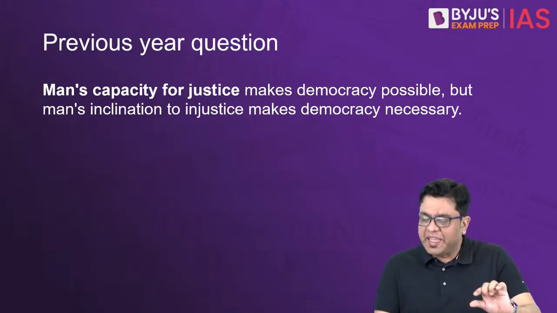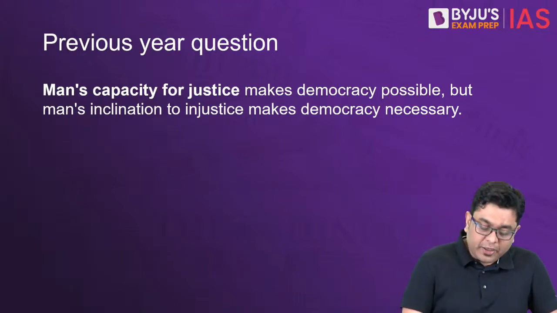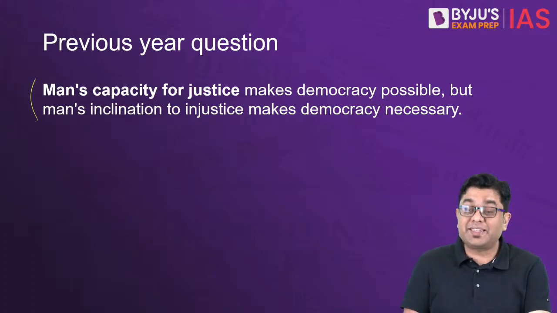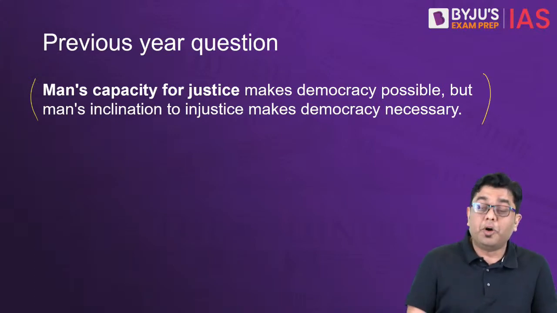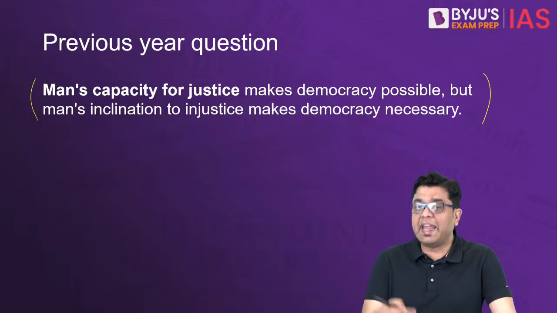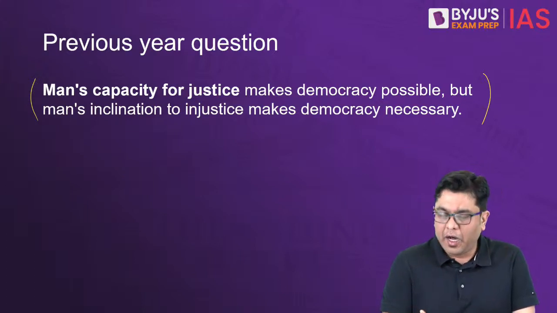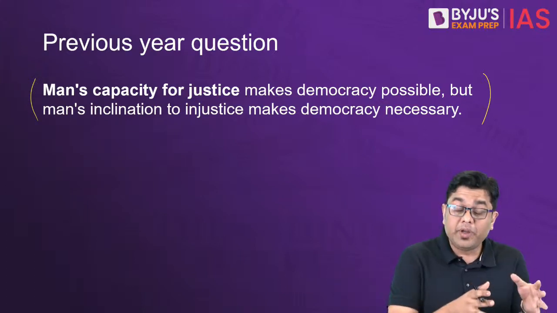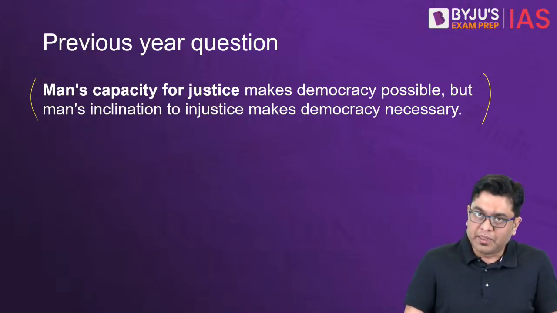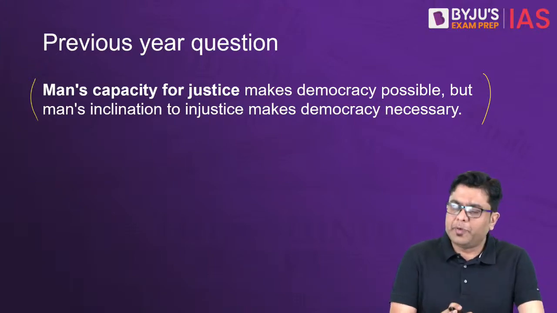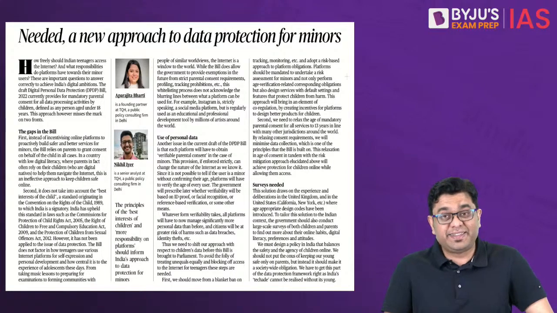Now from here, UPSC had asked a previous year question in essay, a direct question. And the question was, man's capacity for justice makes democracy possible, but man's inclination to injustice makes democracy necessary. So this again talked about the importance of having a democratic setup implemented and how it can be fruitful in the long run, and how it is the only viable alternative when it comes to inculcating governance and good practices. So these kinds of topics will help you gather a lot of fodder material even for your essay paper.